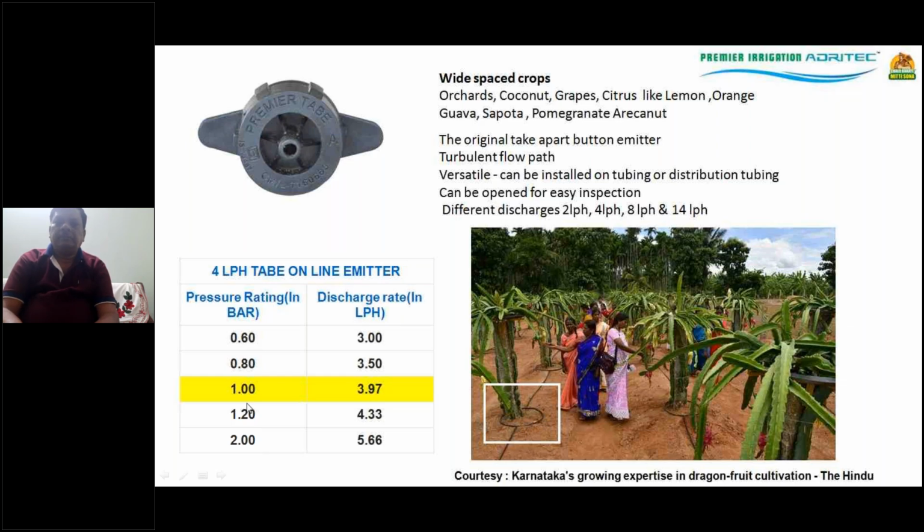Again, here also you can notice that typically for a drip irrigation system, the recommended pressure at the inlet of the emitter is around 1 kg or 1 bar. And this particular product, the tab emitter or take apart button emitter, gives you around 4 liters. This photograph is courtesy of the newspaper The Hindu, of the dragon fruit cultivation. I thank them for this photograph.